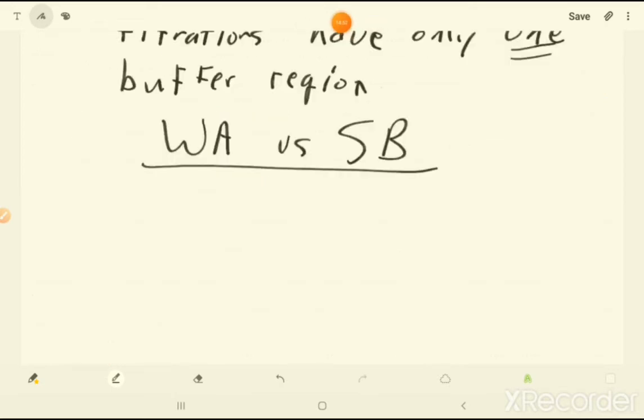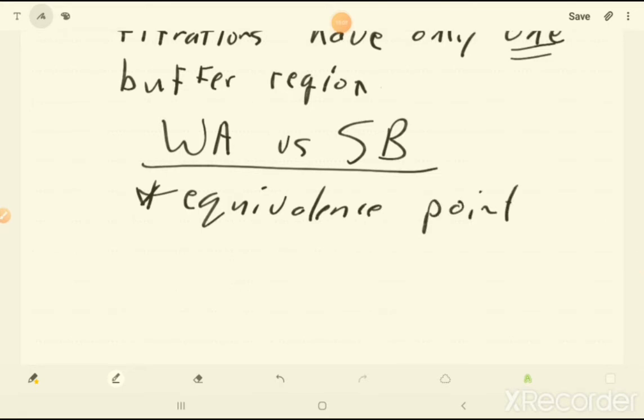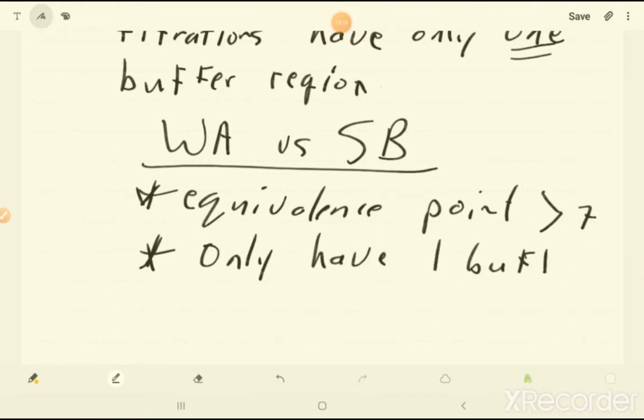And so the main takeaways for this titration type is that for a weak acid versus strong base, it doesn't matter which one is the titrate, which one is the sample, your equivalence point is greater than 7, and they only have one buffer region, because on the second flat curve, it's just a non-spontaneous reaction.